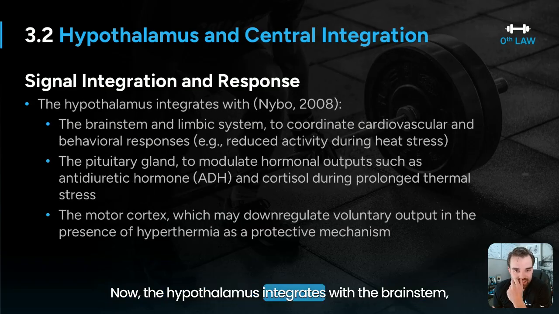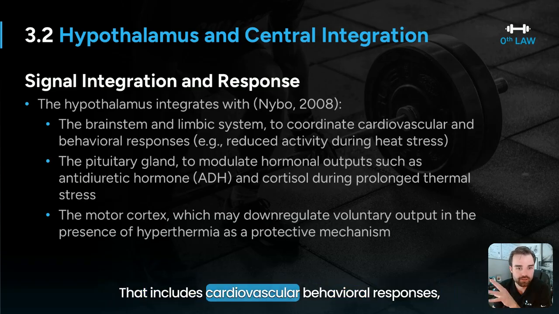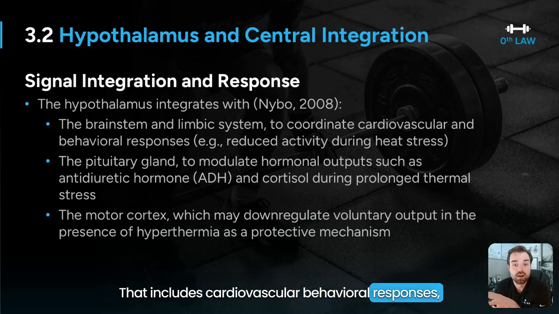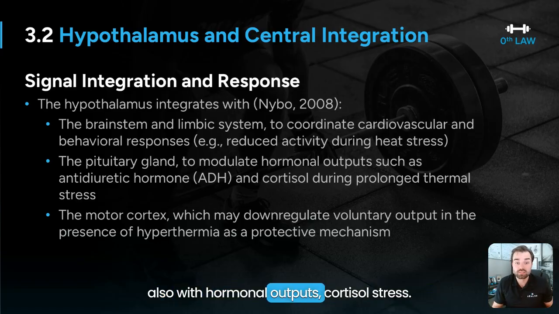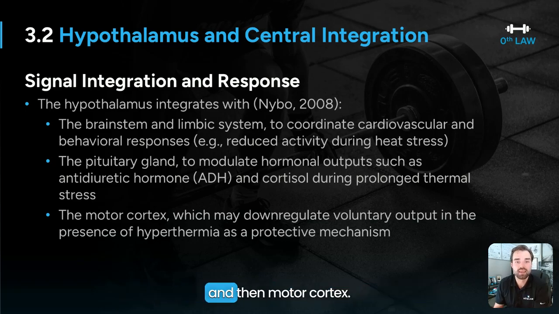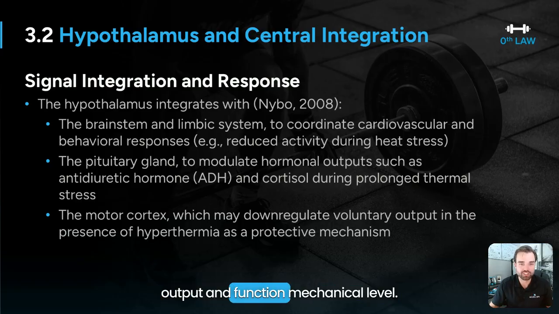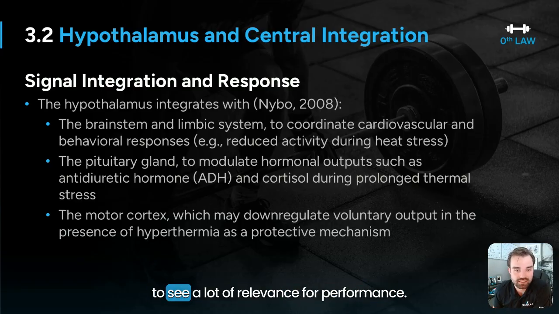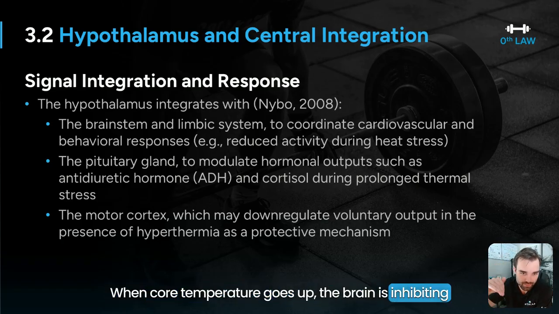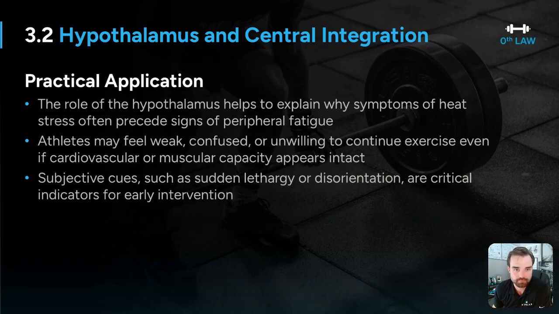Now, the hypothalamus integrates with the brainstem, so it coordinates all of these different aspects. That includes cardiovascular, behavioral responses, also with hormonal outputs, cortisol, stress. So there is definitely thermal stress that's increased. And then motor cortex. So this is where you actually see motor coordination and a lot of the voluntary output and function, mechanical level. This is something that you're going to see a lot of relevance for performance. When core temperature goes up, the brain is inhibiting motor control and voluntary activation of muscles.